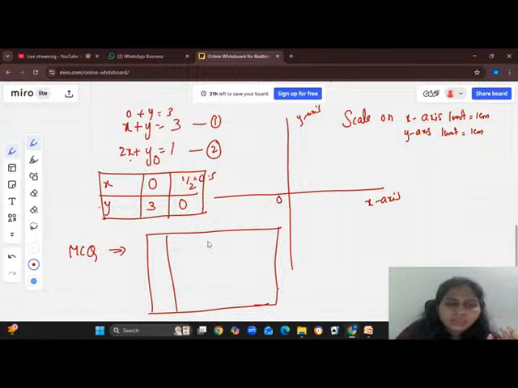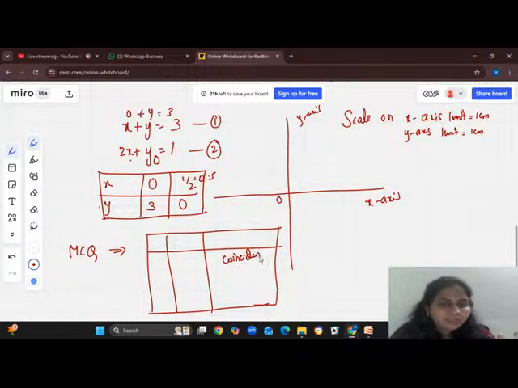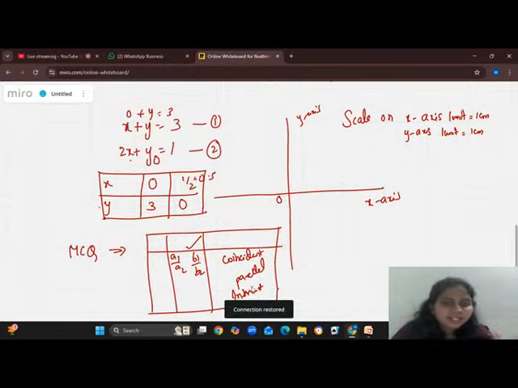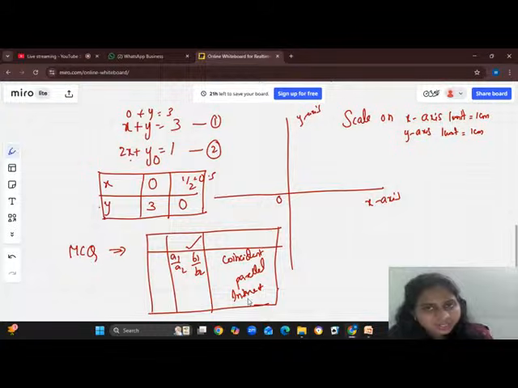Can anybody guess what I'm going to tell you now? That is like A1 by A2, B1 by B2. I think now you got that idea. Coincident lines, parallel lines, intersecting lines. So based on this A1 by A2 and B1 by B2 only, we decide whether the lines are coincident, whether the lines are parallel, or whether the lines are intersecting.